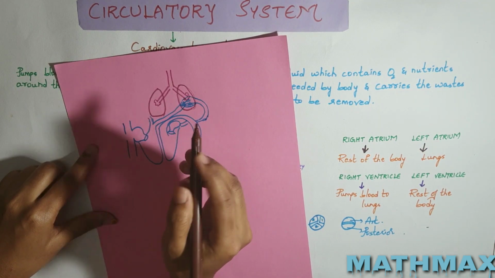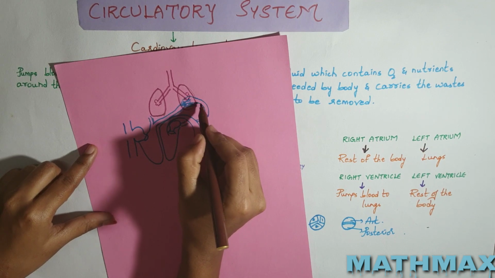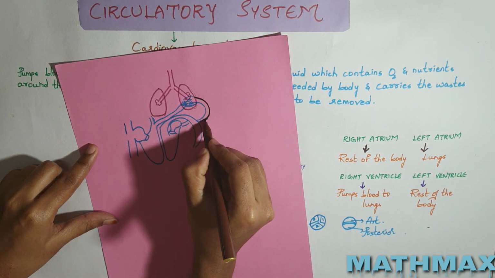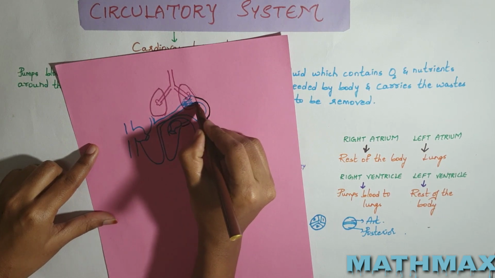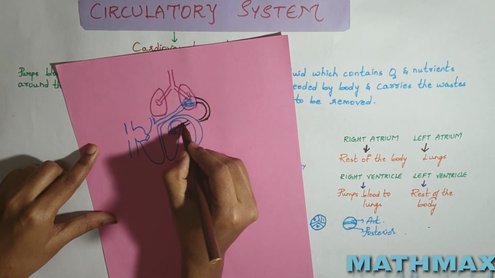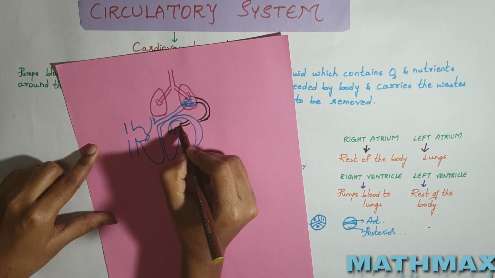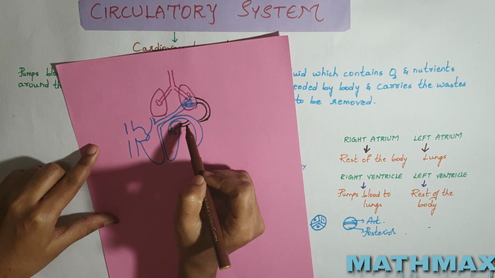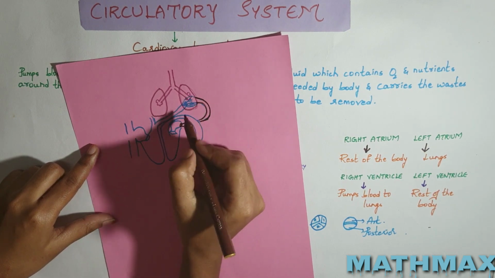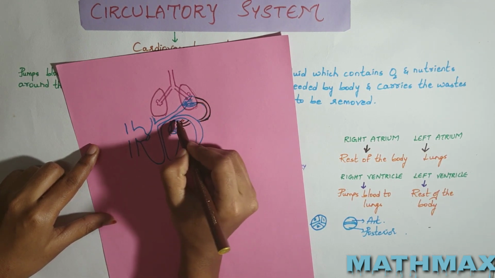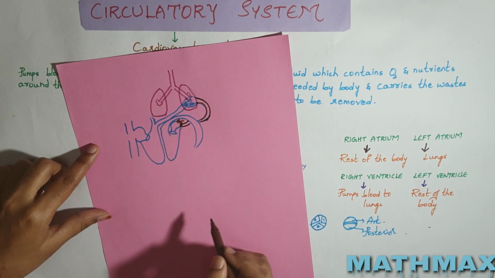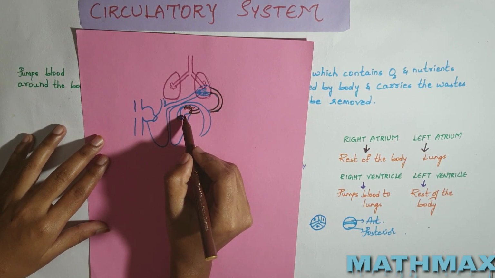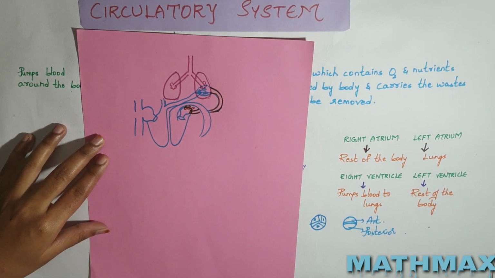This is known as pulmonary vein. So the oxygenated blood, we'll denote it as like this, known as the pulmonary vein. Pulmonary veins are 4 in number, 2 from each lung. So there will be 4 pulmonary veins that enters into left atrium.